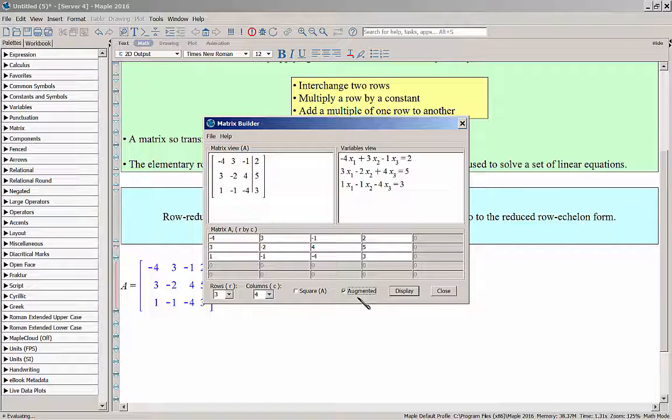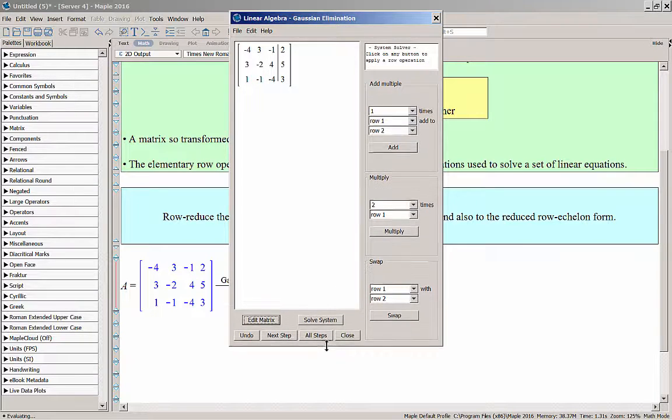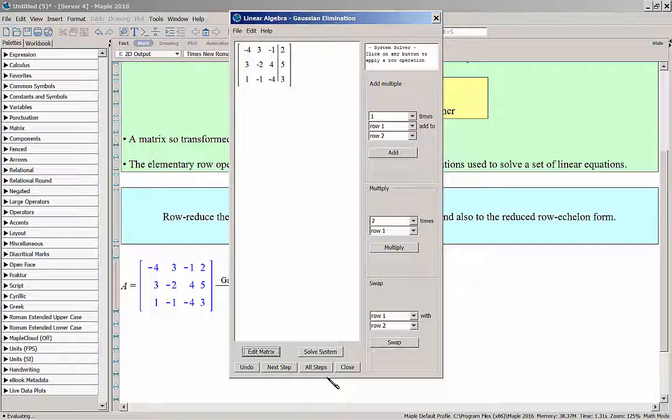If we check augmented, then we are treating this as a set of three equations in three unknowns, x1, x2, x3, where 2, 5, and 3 on the right side are the values that these expressions have to attain. And this line here in the matrix represents where the equal sign would be in the equivalent set of equations. So that's the form that we want to work in, thinking of this as an augmented matrix. And we will use these tools on the right to implement the elementary row operations: interchange two rows, multiply a row by a constant, add a multiple of one row to another.